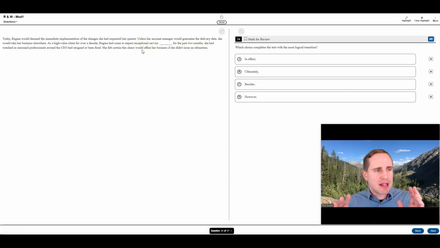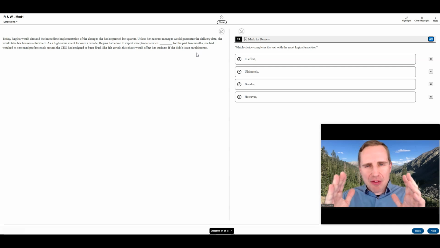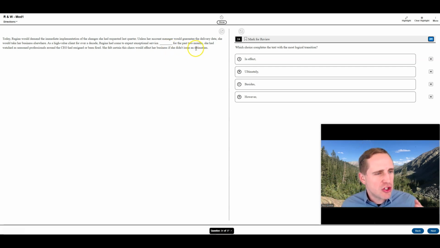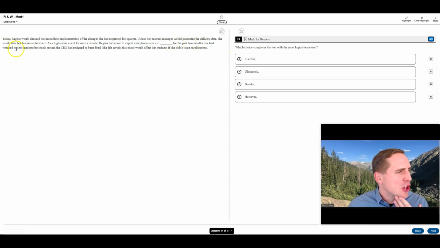So Regina is expecting exceptional service. She's watched seasoned professionals, and she has felt that she really has to have the good service. Otherwise, she's going to issue an ultimatum. Otherwise, she expects chaos. So we have to sort of go along with previously what she had been observing. Is it ultimately? Well, let's see. Ultimately kind of means finally. So would we say finally for the past 2 months, she had watched maybe? Besides, okay, so that's sort of like alongside. Or do we say however as a contrast?